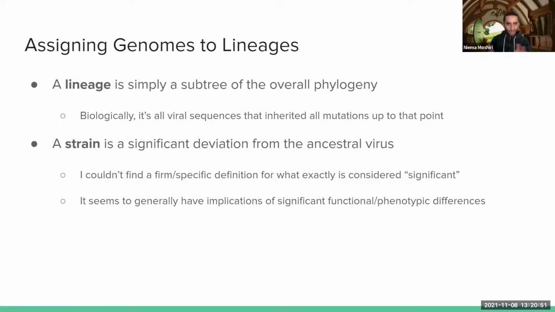So as I was going down this rabbit hole of figuring out what exactly is the criteria that says it's differed enough to be significant to be a new strain, I couldn't really find any specifics, but it seems to have something to do with significant functional or phenotypic differences. So remember, phenotype is the physical presentation of something. So it seems like it has to do with if it's mutated in a way that the physical appearance of it or the actual functionality of it is substantially different. That's what dictates a strain. But even then, what does significant functional or phenotypic difference mean? I have no idea.